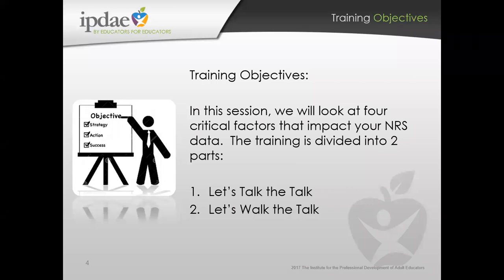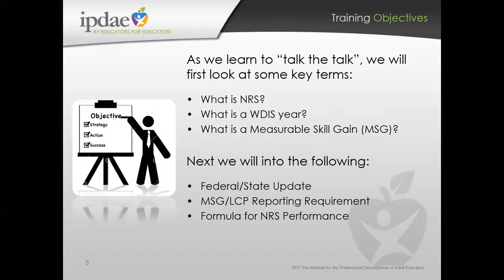And we'll look at the training in 2 different parts. The first part is very simple. We're going to talk the talk. So you're going to learn the vocabulary that's involved, the lingo. And then the second part, we're going to start walking that talk. As we learn to talk the talk, we're going to first look at some very key terms. We're going to look at what is NRS, what is a WITIS year, what is a measurable skill gain. Next, we will delve into the following, which is the federal and state updates, some measurable skill gains or LCP reporting requirements, and we're going to look at the infamous formula for NRS performance.